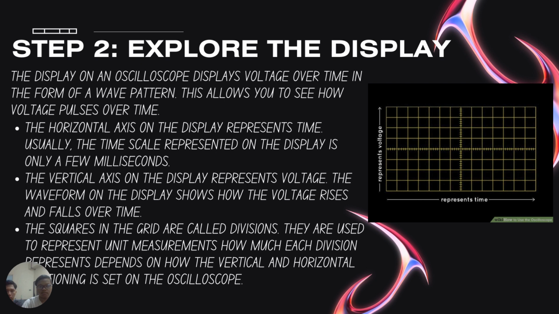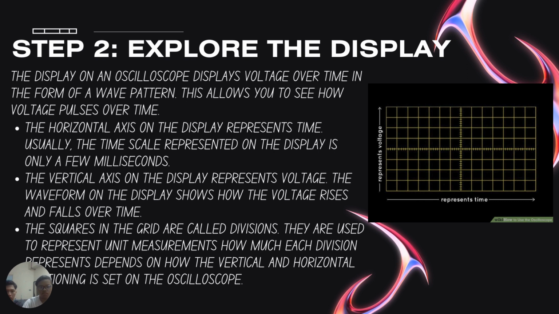Step 2. Explore the display. The display on an oscilloscope displays voltage over time in the form of a wave pattern. This allows you to see how voltage pulses over time. The horizontal axis on the display represents time usually. The time scale represented on the display is only a few milliseconds. The vertical axis on the display reflects voltage. The waveform on the display shows how the voltage rises and falls over time.